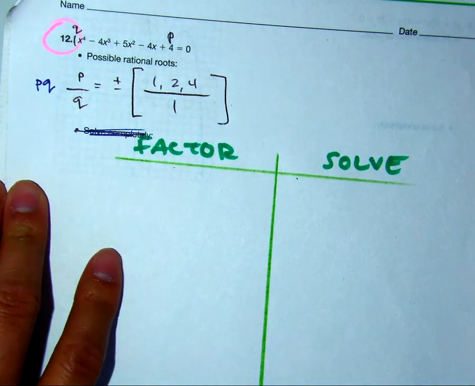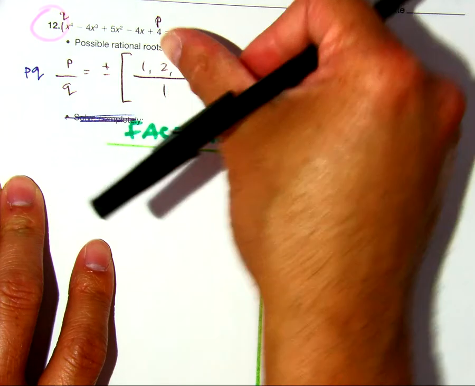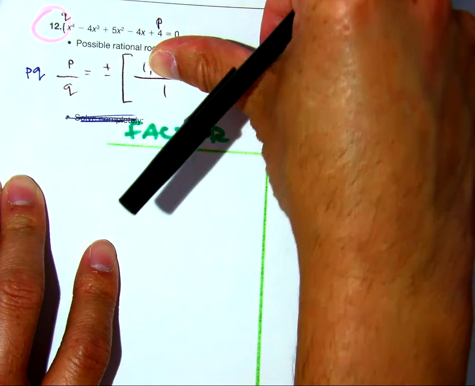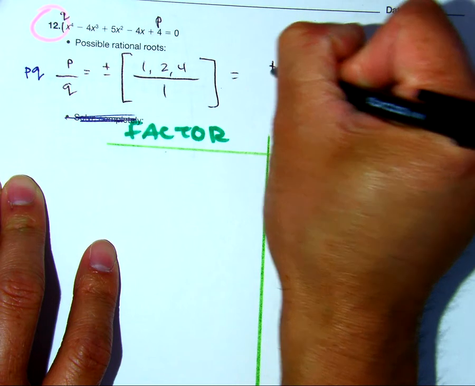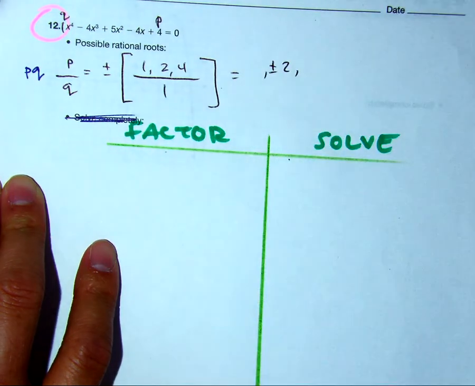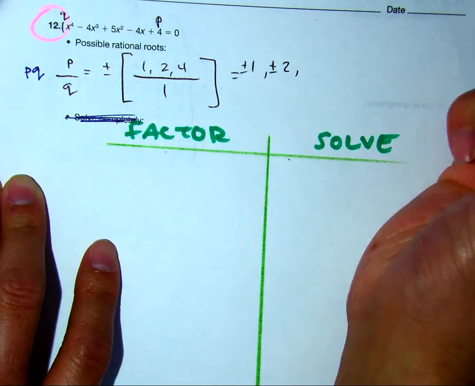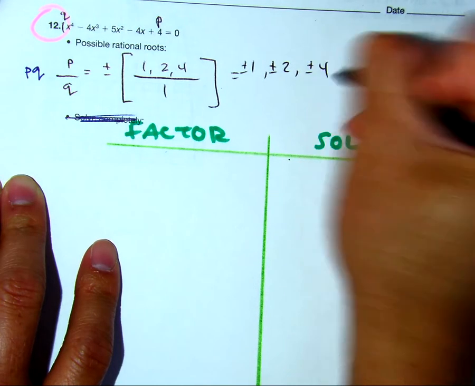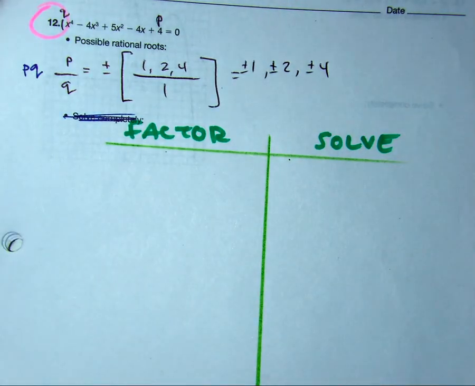John, tell me all the combinations of p divided by q. Plus and minus 2. Correct. Plus and minus 1. Yep. Plus and minus 4. Plus or minus 4. Good job, John.